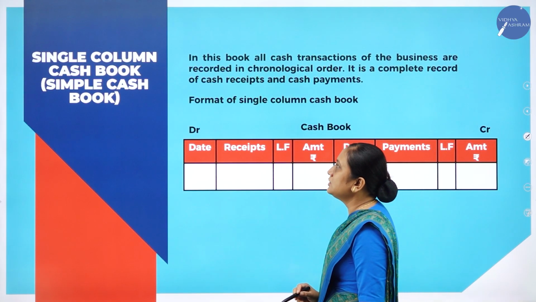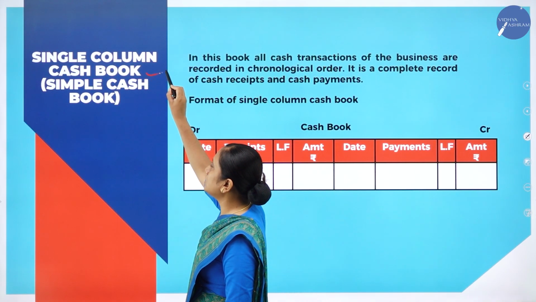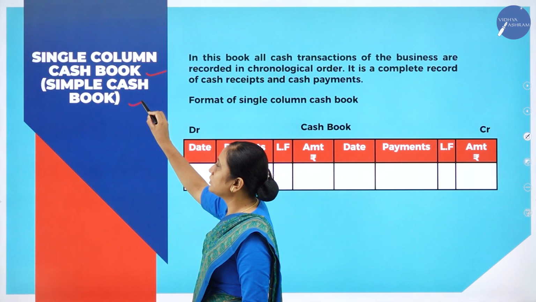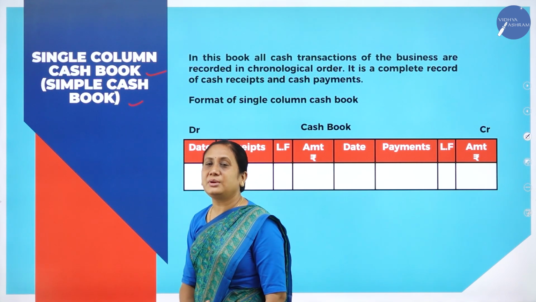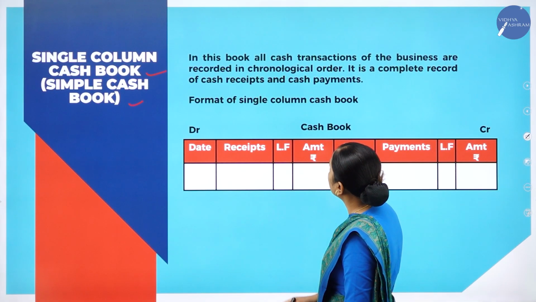Next, we will learn what is single column cash book. Single column cash book is also called simple cash book. Single column and simple cash book are one and the same. Now we will understand what is in this book.